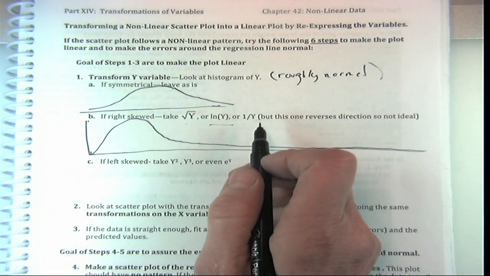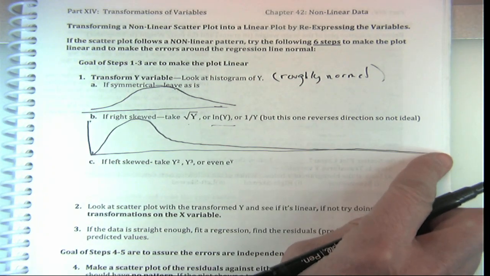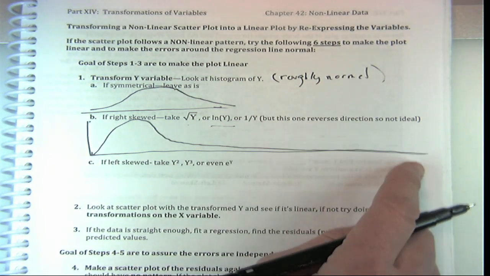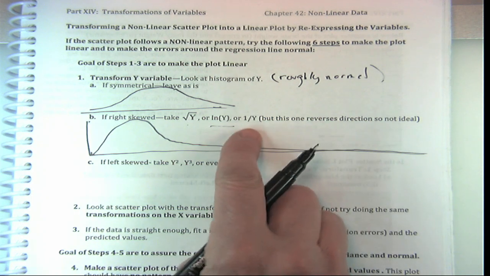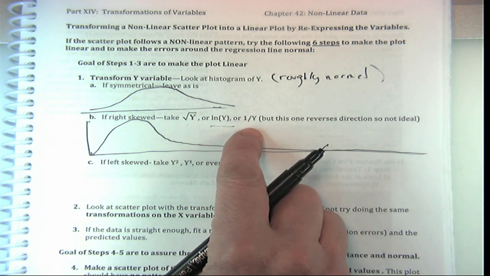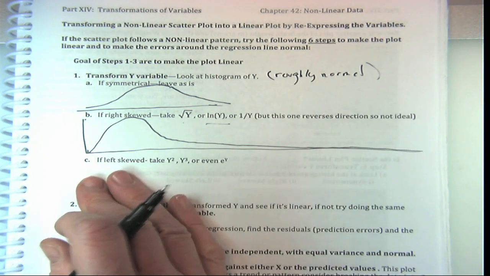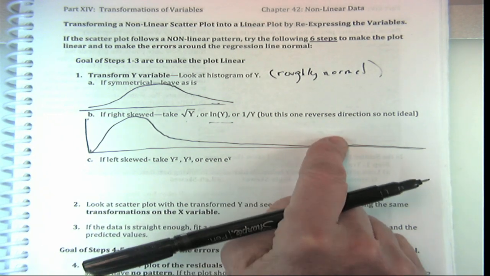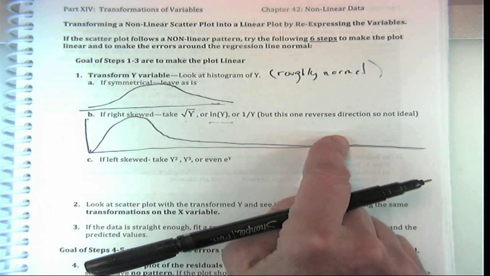What does this one do? This one for sure takes the higher values and makes them lower. 1,000 would be transformed to 1 over 1,000. So the biggest values would become the smallest. So it's the most extreme, but it's also less intuitive.